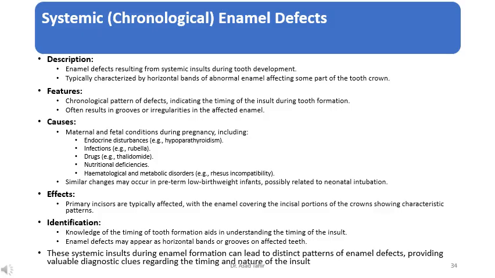Systemic, chronological, enamel defects. Description. Enamel defects resulting from systemic insults during tooth development. Typically characterized by horizontal bands of abnormal enamel affecting some part of the tooth crown. Features. Chronological pattern of defects, indicating the timing of the insult during tooth formation. Often results in grooves or irregularities in the affected enamel.